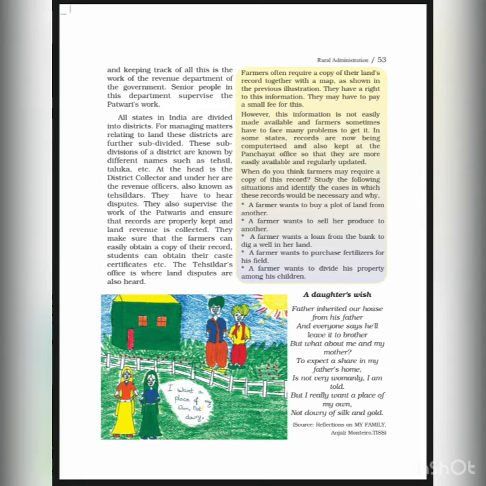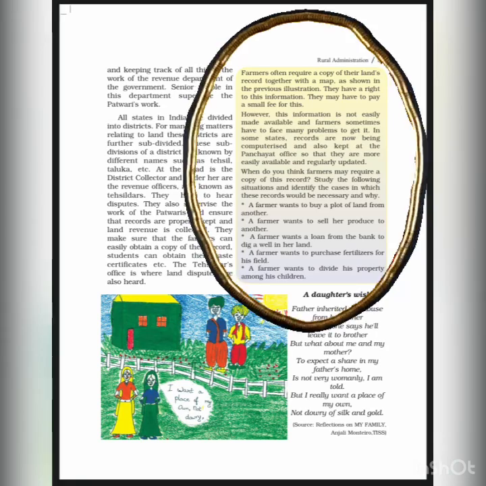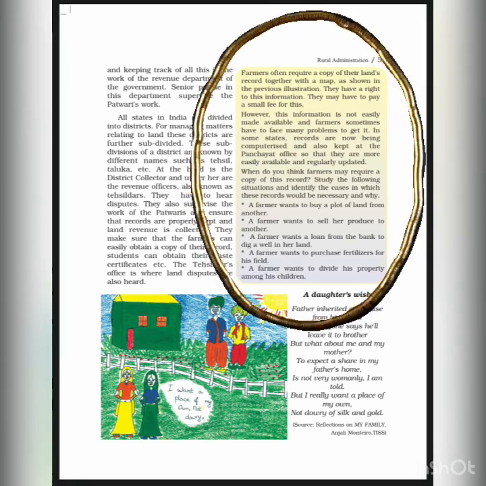Now children, there is a chain of officers. First on top is the district collector, then are the revenue officers, also known as Tehsildars, and then at last there are Patwaris. Now children, you can read this portion on your own and try to understand the concept.